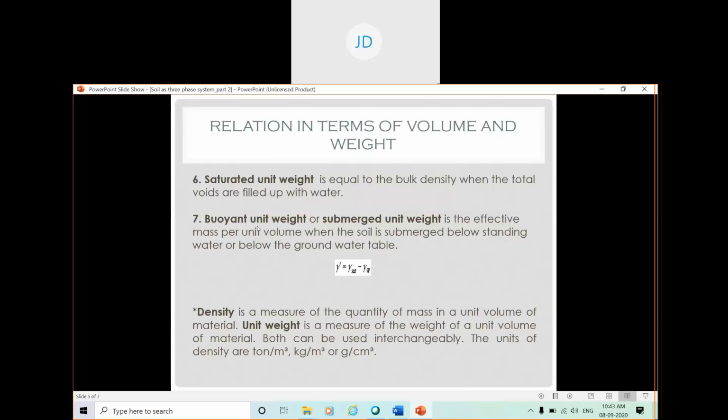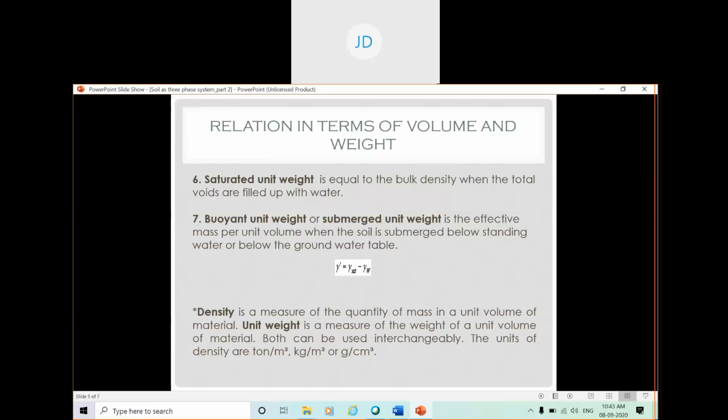So next, your buoyant unit weight or submerged unit weight. Sometimes it's also known as effective unit weight. Now, how can you find out submerged unit weight? Submerged unit weight or effective unit weight will come into the picture only in case of saturated soil, or when the voids are filled with water. For this kind of soil, we can find out the effective unit weight. That means unit weight is related to your soil solid particles only, not with water.